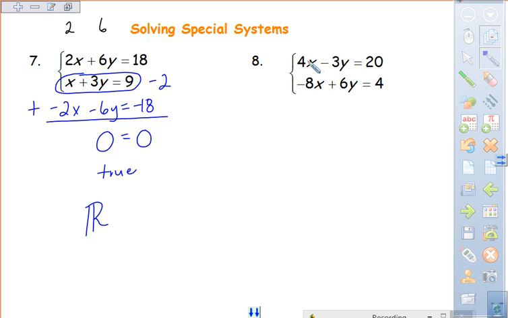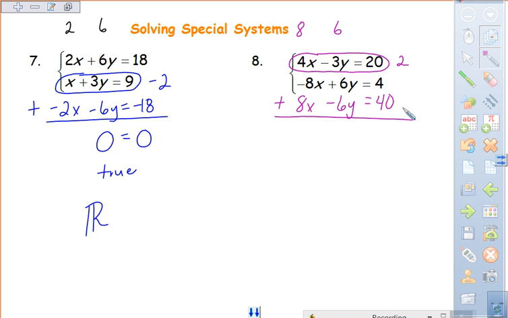Number 8. Our LCM for the x's would be 8 and negative 8. Our LCM for the y's would be 6 and negative 6. So I believe multiplying the top equation by 2 would help us. I get 8x minus 6y equals 40. Once I have opposites, then I can add. So I'm looking at this equation and the purple equation.